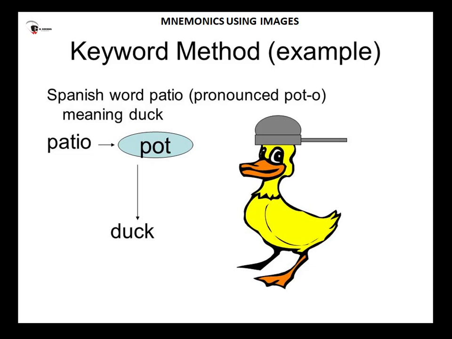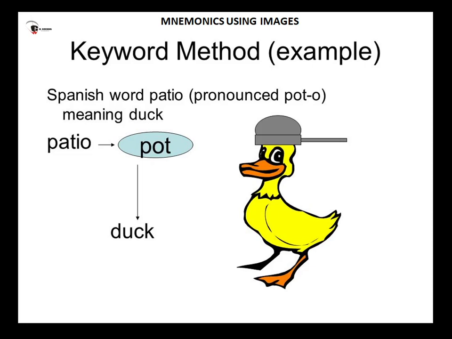We're all familiar with some basic English words that we use in our day to day life, so we can think of an English word which will be used as the keyword. That English word will sound similar to the word of the foreign language which you wish to learn. So for instance, let's say you wish to learn the Spanish word peto, and peto actually means duck. Duck is an English word, and in Spanish it's called peto.